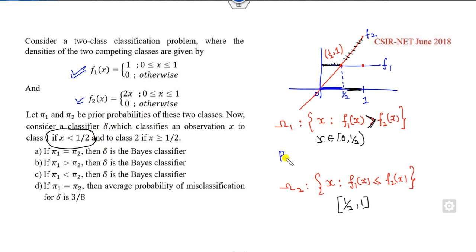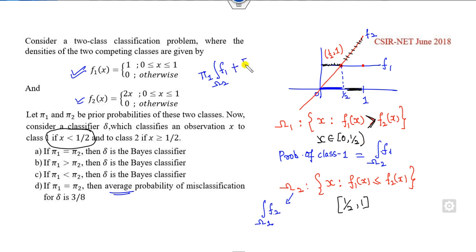If somebody asks you to find the probability of class 1, how can you find it? It is nothing but f1 over the domain of class 2. What is the probability of class 2? It is nothing but f2 over class 1. And what is the average probability? You can find the weighted average of this. So if pi 1 is my prior probability of class 1, then I multiply it here, plus pi 2 over class 2. Because they are probabilities, this sum will always be 1. This is the Bayes classification theory.